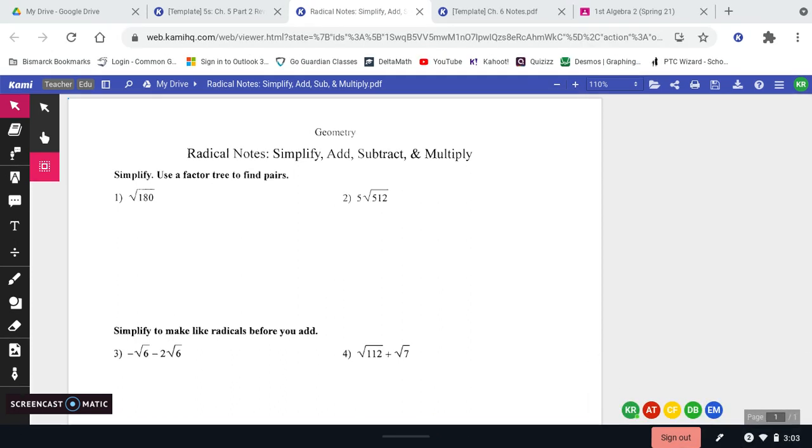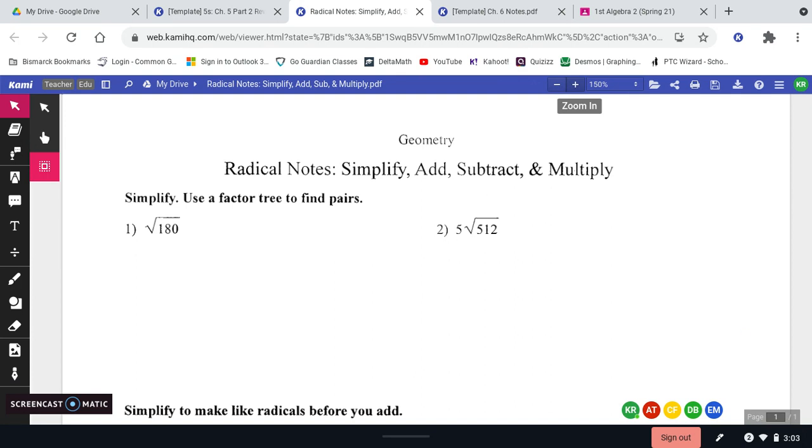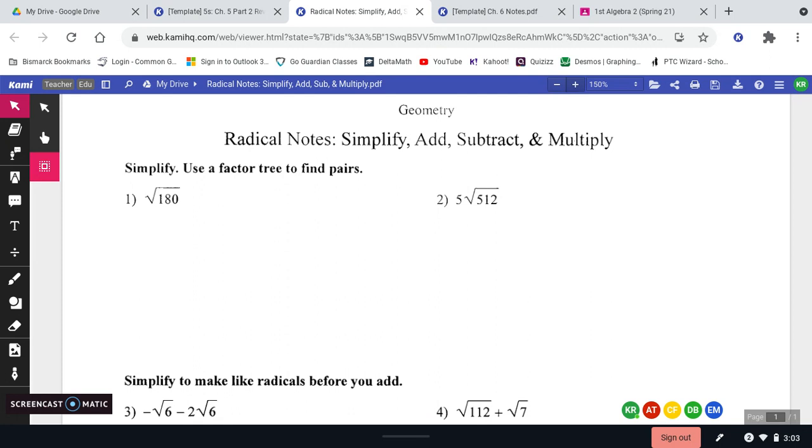All right, we're going to have a little bit of a review over radicals. We worked on these a few days ago, but then we transferred over and worked on the Pythagorean theorem. So now we're going to come back to the radicals. Okay, so simplifying a radical, you're going to want to do your factor tree.